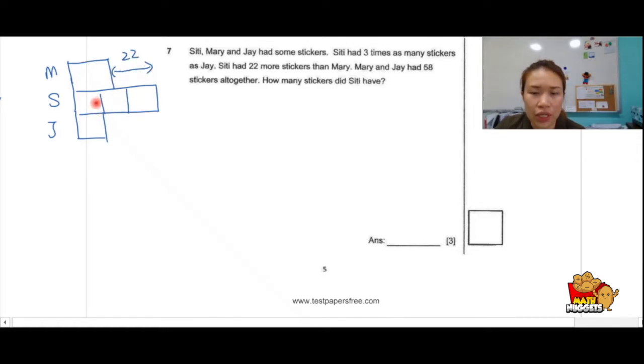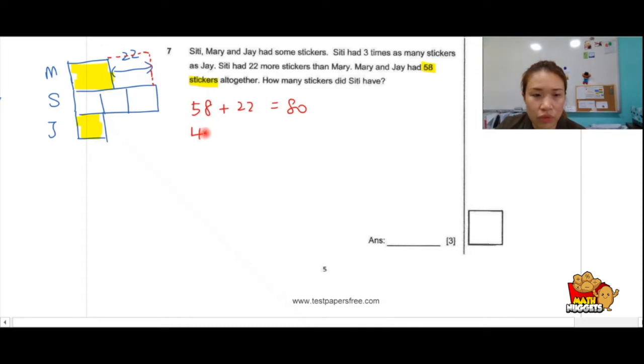And we know that Mary and J has 58. So Mary and J, they make up 58 stickers. Okay, so if I were to pretend that Mary actually has this 22, to make Mary 3 units, I will take the total of Mary and J, 58 plus 22, which is 80. This is pretending Mary has 3 units.